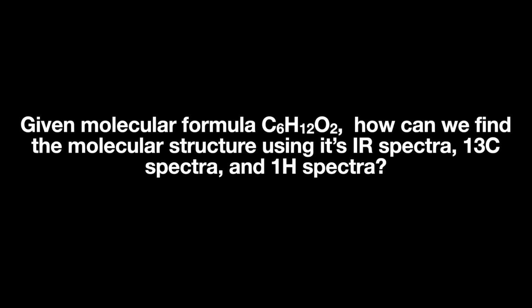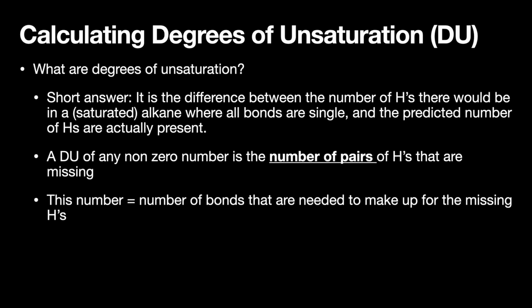Hello there, happy little molecules. Today I'm going to be showing you how to figure out the structure of the molecule C6H12O2 given the molecular formula, IR spectra, carbon-13 NMR spectra, and the hydrogen-1 NMR spectra. Before we dive in and start analyzing our graphs, let's talk a little about requisite skills for interpreting what we see. The first thing I want to keep in mind is the degree of unsaturation.